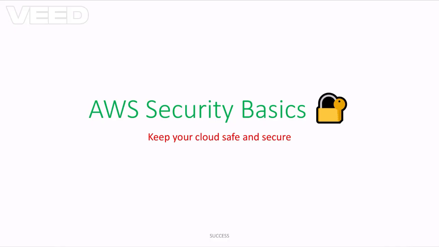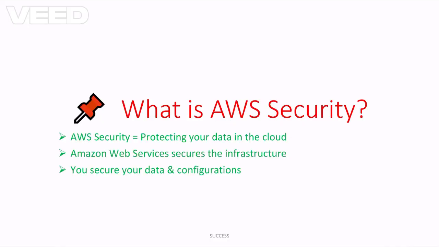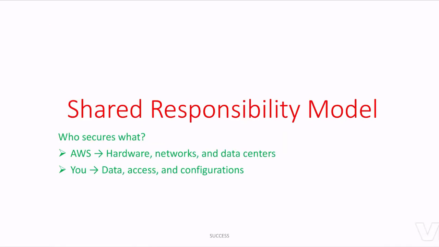Let's start by understanding what AWS security actually means. Security in AWS means keeping your information safe in the cloud. AWS protects its servers, networks, and data centers, but you're responsible for securing your data, users, and settings. And this brings us to the concept of shared responsibility.